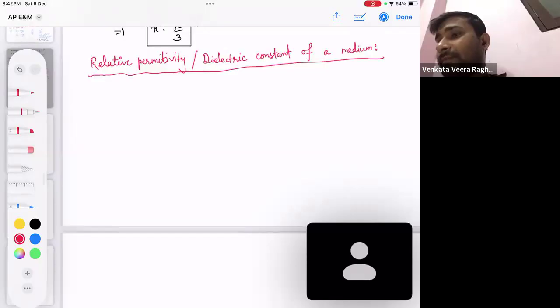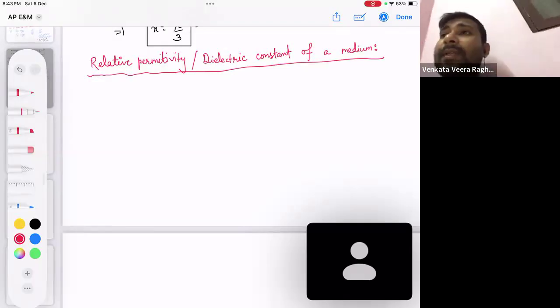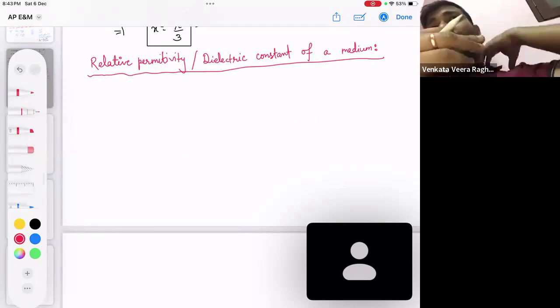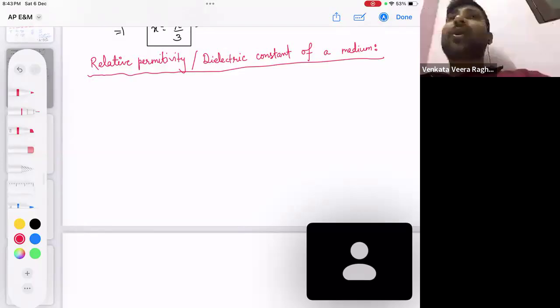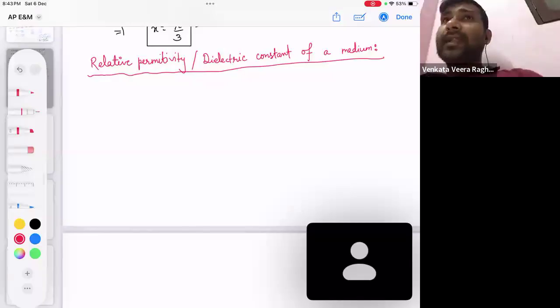Please tell me, what does it mean by permittivity? Permittivity means: if a field is applied in a medium, how much will it polarize the medium? By what extent are the medium particles going to get polarized? Understood? That is called the permittivity of a medium.